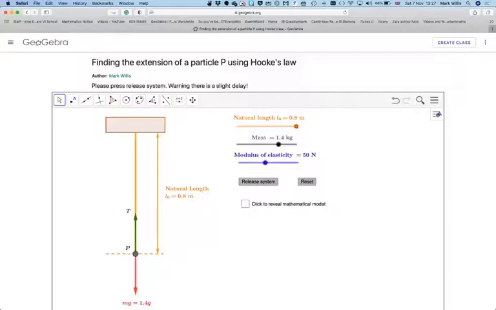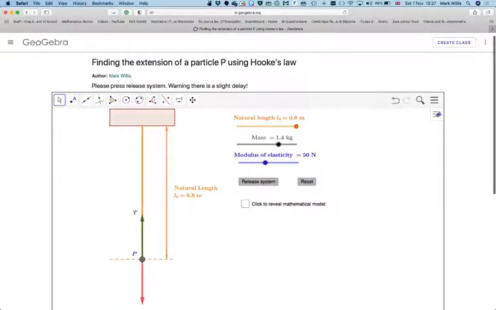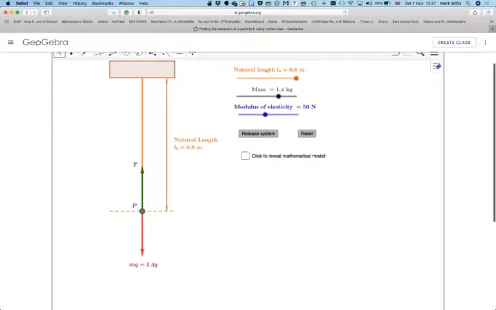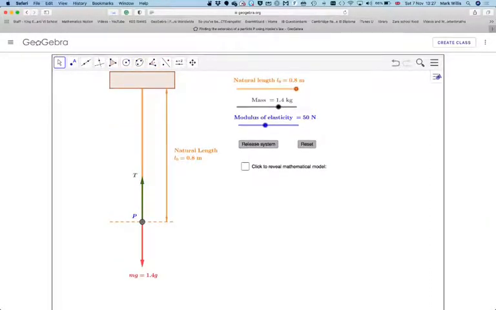Okay, in this video we're going to find the extension of a particle P using Hooke's law. So let's have a look closely at what we've got here. Okay, so what we've got here is a block. We've got an elastic string here, and we've got a pulley here. The natural length of the string at the moment is 0.8. The modulus of elasticity is 50 newtons, and the mass is 1.4 kilograms, which we can change.